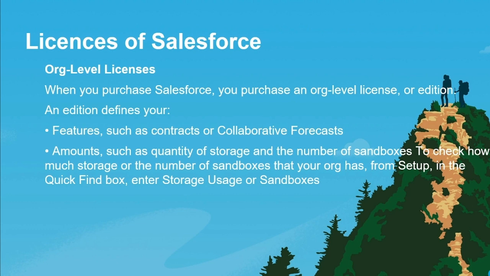permissions level licenses. When we are talking about the organization level, it will help with features such as collaborative forecasting, predicting certain values, certain information, certain data. And then amounts, such as how much storage you have, or the number of sandboxes your organization has, which you can already get from the setup. When you click on the quick find box, you can check the storage usage, or you can check the sandboxes which store the values of the data that is very beneficial to you.